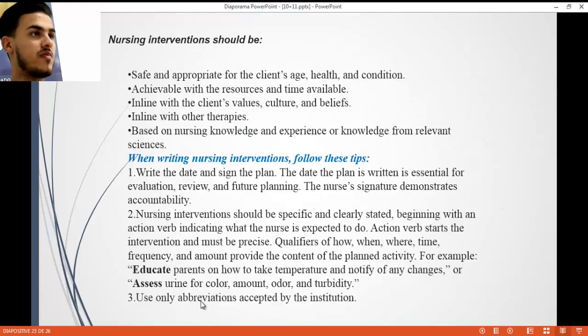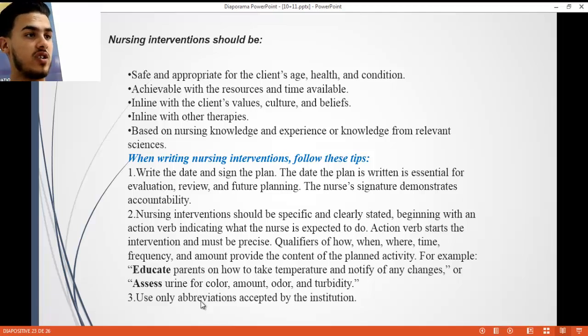Nursing interventions should be safe and appropriate for the client's age, health, and condition, achievable with the resources and time available, in line with the client's values, culture, and beliefs, in line with other therapies, and based on nursing knowledge and experience or knowledge from relevant science. So a good nursing intervention should meet those criteria.